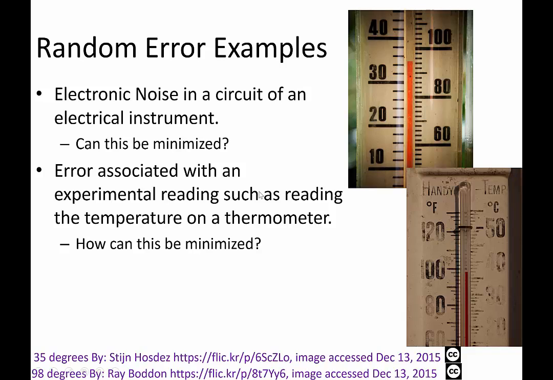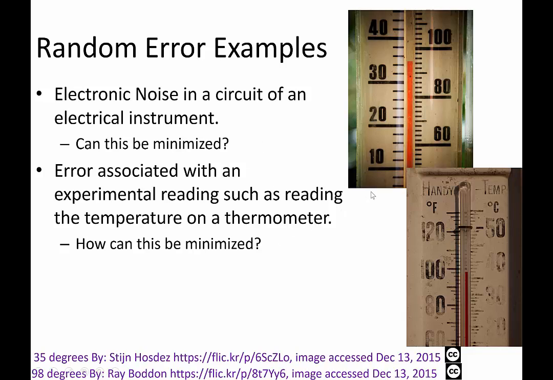So with random error, we can't ever completely remove all of the random error, but we can think about minimizing it. For this electrical instrument, some of the noise has to do with environment, whether maybe your spectrometer isn't in the most stable situation. Maybe it's in a situation where there's a lot of ground vibrations or temperature fluctuations. One way that you could minimize the electrical noise is getting this spectrometer into a more stable situation.